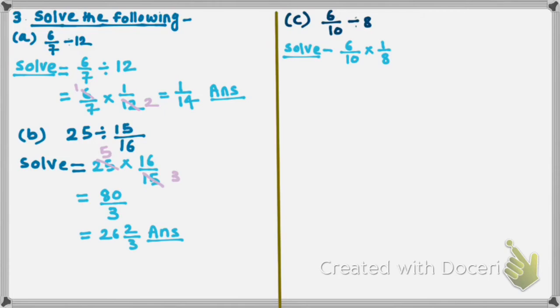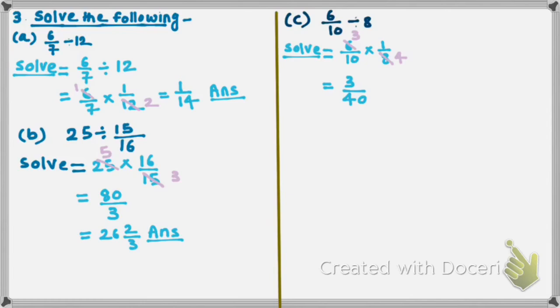So students, if you are able to solve this question, then pause this video and comment your answer on YouTube. Now I will solve this question. 6 will come in 2's table 3 times and 8 will come in 2's table 4 times. So now 3 into 1 will become 3 and 10 into 4 will become 40. So this is our answer also.